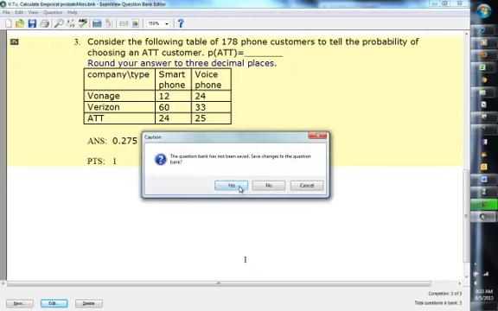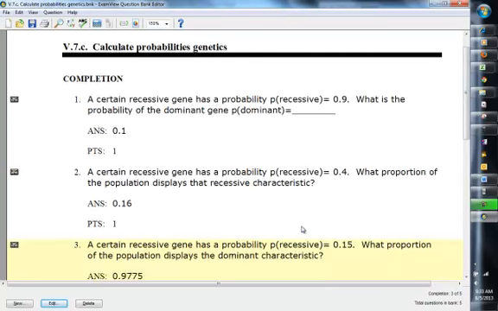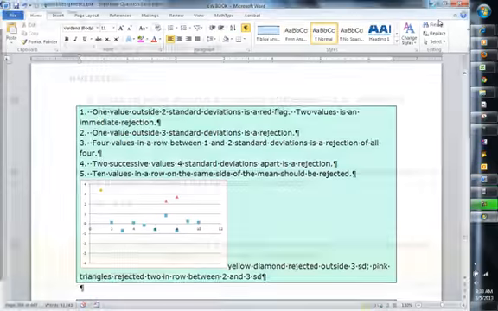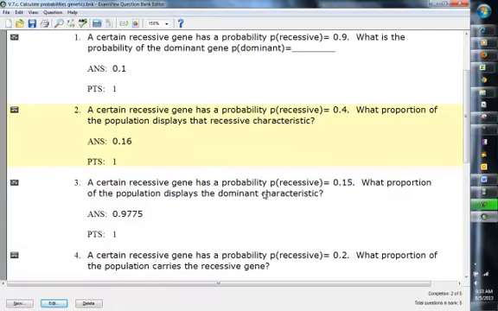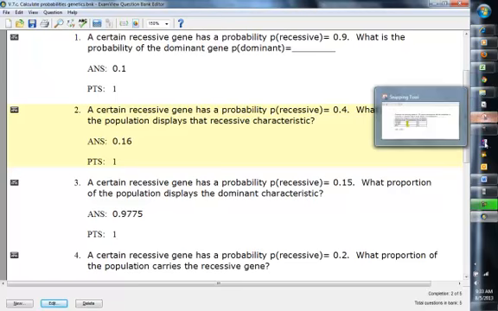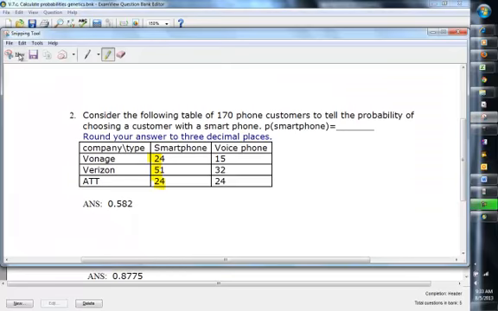And then the last thing that we have to do is probability in genetics. A certain recessive gene has a probability of 0.9. What is the probability of the dominant gene? Well, it'd be 1 minus 0.9, which would be 0.1. What is the proportion of the population that displays the recessive gene? This one you need to have the table for. And I'll draw the table, and then you'll see how to solve this problem.